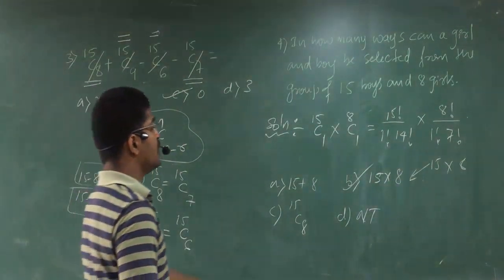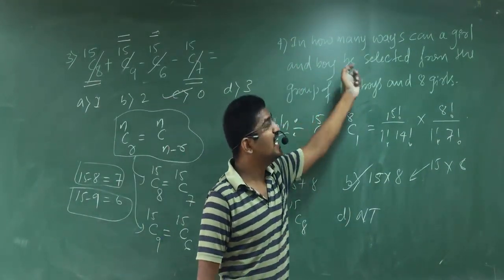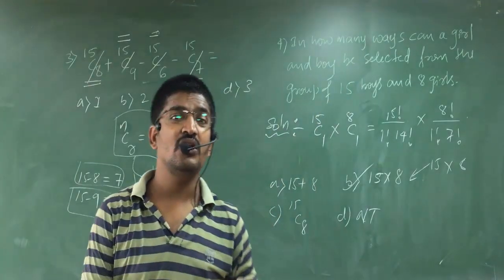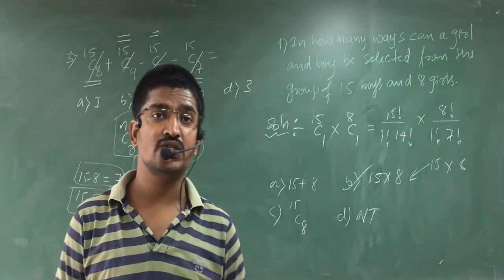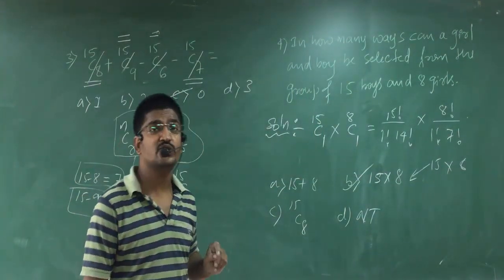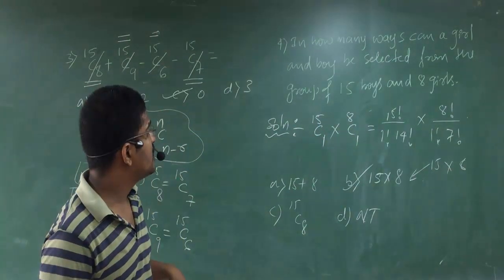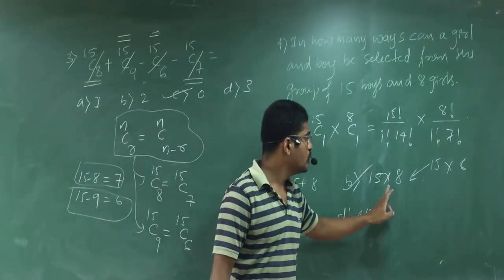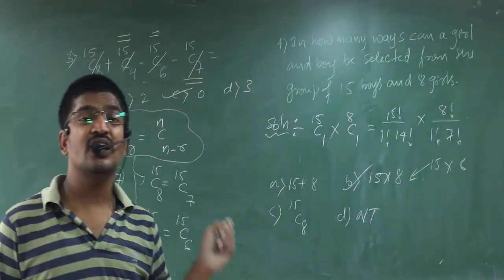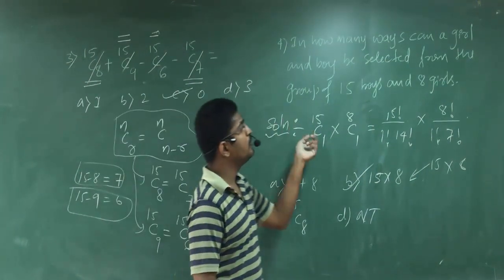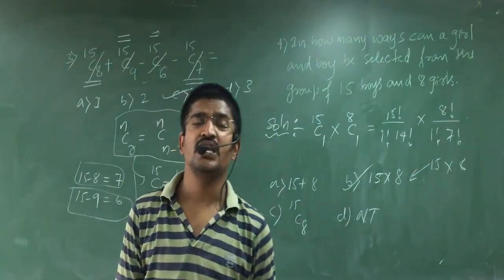Your answer will be B for this particular question, because here they are selecting one boy and one girl from a total of 15 boys and 8 girls. From 15 boys, one boy has to be selected. From 8 girls, one girl has to be selected. So you can say that 15 into 8 is the total number of ways of selecting a girl and a boy from 15 boys and 8 girls. So your answer is B, that is 15 into 8.